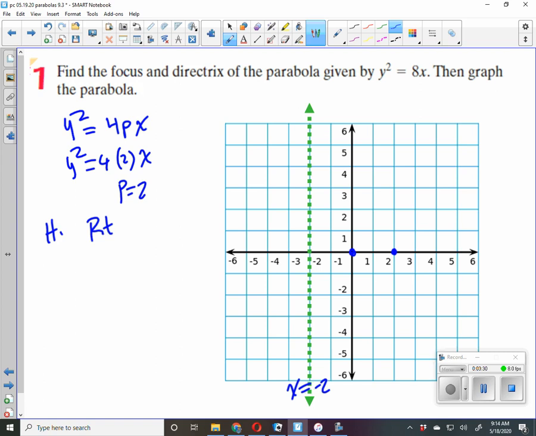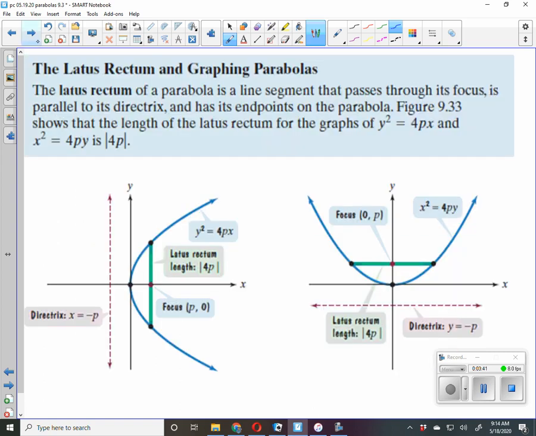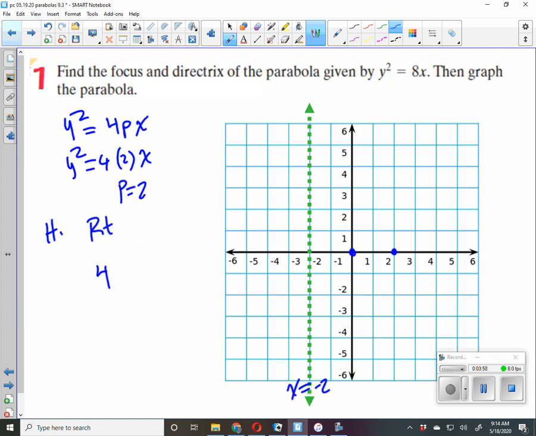Our parabola, though, is going to have a few more details to it. I'm going to come back to this graph so we can finish it. Notice that we introduce here something called the latus rectum. The latus rectum goes through the focus point and is the length of the absolute value of 4p. Well, remember here 4p equals 8. So through the focus point, that means 4 this direction and 4 this direction.